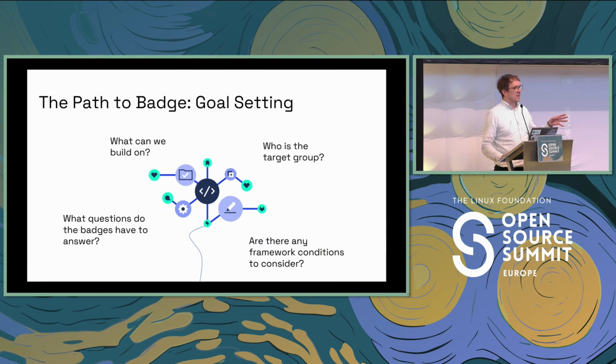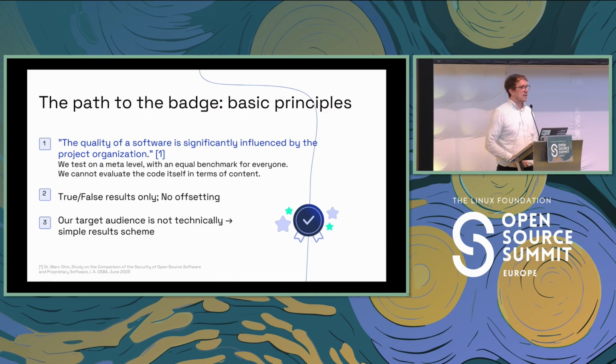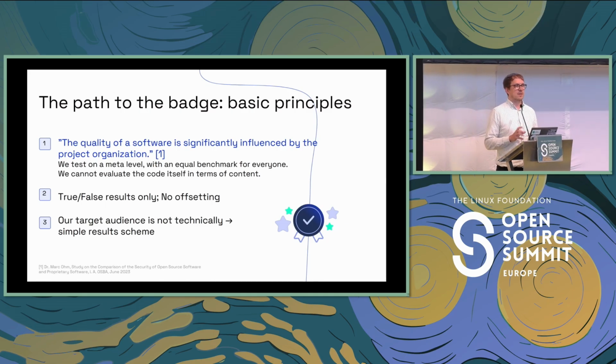The general way we came to the badge program was, in the beginning, questions like what can we build on, so what's currently there on technology, who is the target group in our case for the public sector, which questions the badges need to answer, and are there any surrounding frameworks and conditions we need to consider. And we started with basic principles and assumptions within the program.